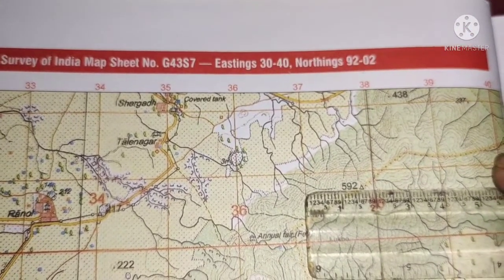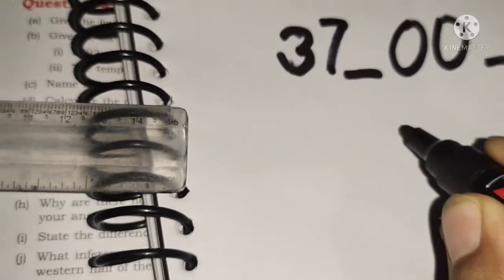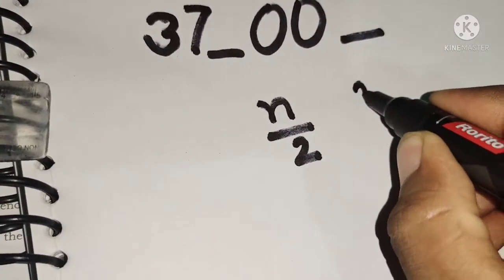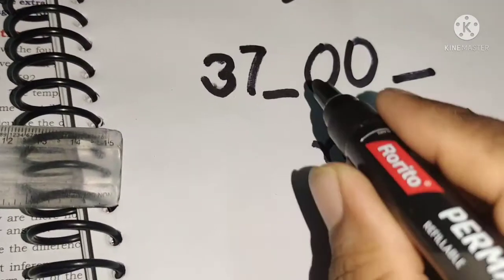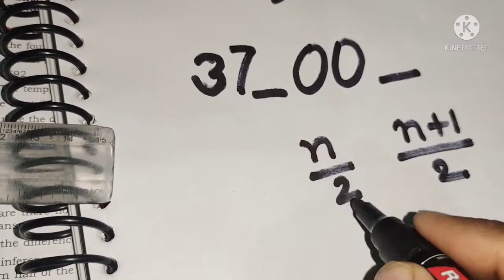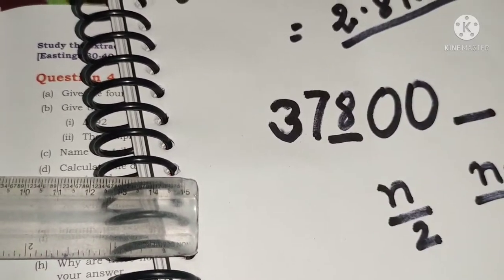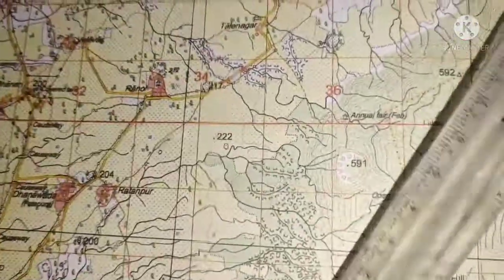That means if it is 16, that means it is even number, and we know that when it is even, we have to use this formula n by 2, and if it is odd, we'll use n plus 1 by 2. So if it is 16, that means that is even. 16 by 2 is 8. We'll write here 8.